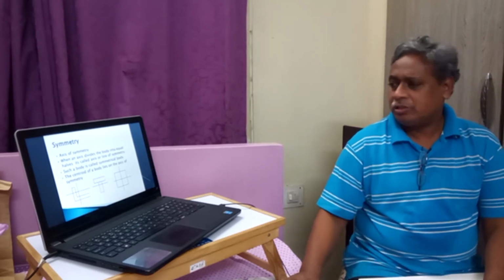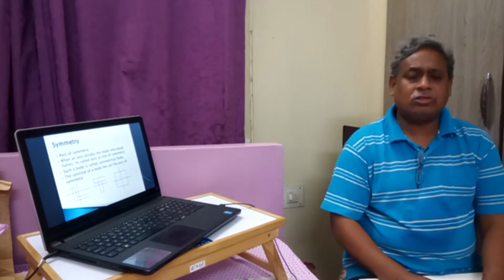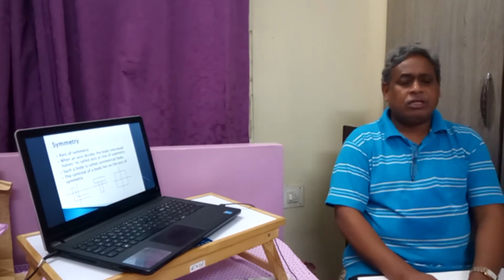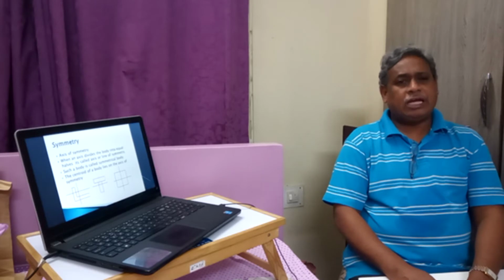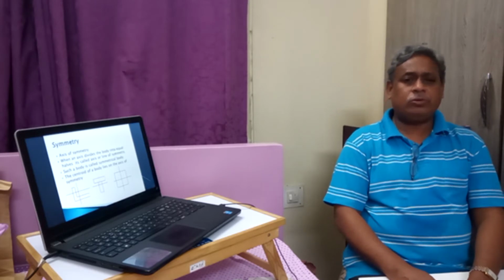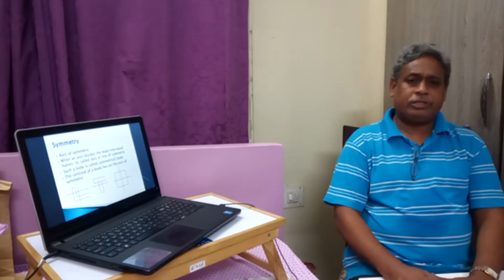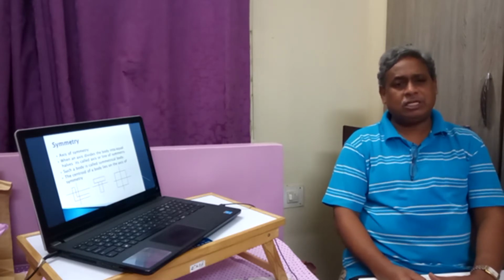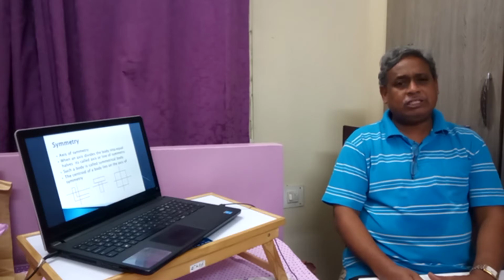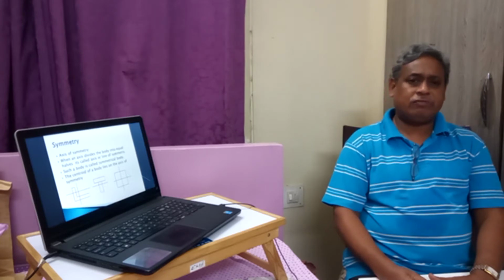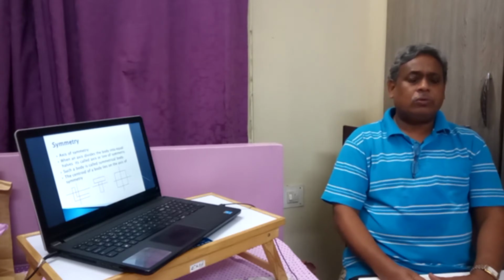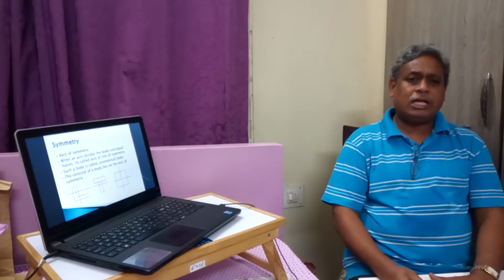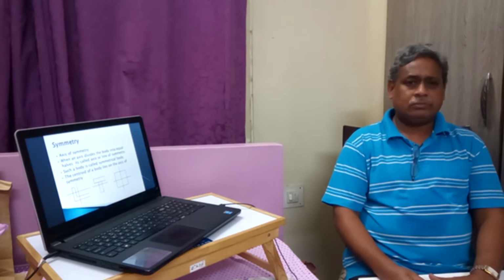So, there is also a concept called symmetry. Symmetry is any axis or line which divides the area. Here we are dealing with only plane areas. So, any axis which divides the plane area into two equal halves is called the axis of symmetry. The centroid will always lie on the axis of symmetry.